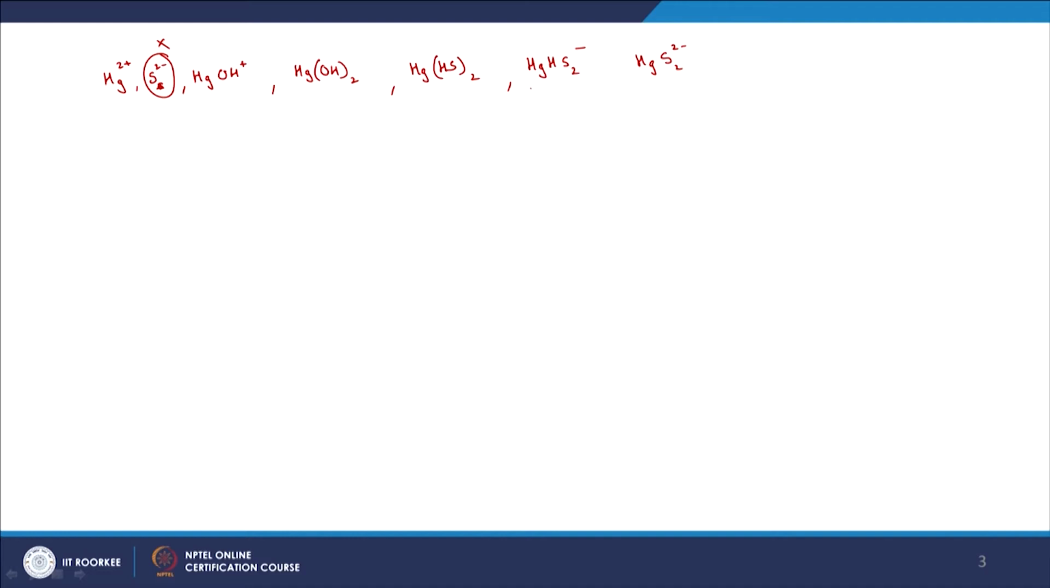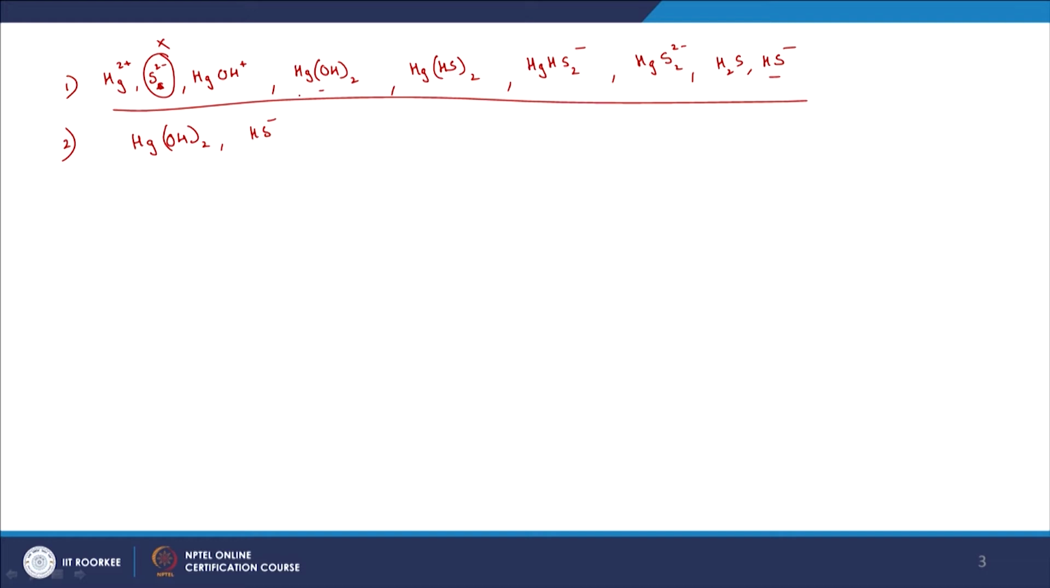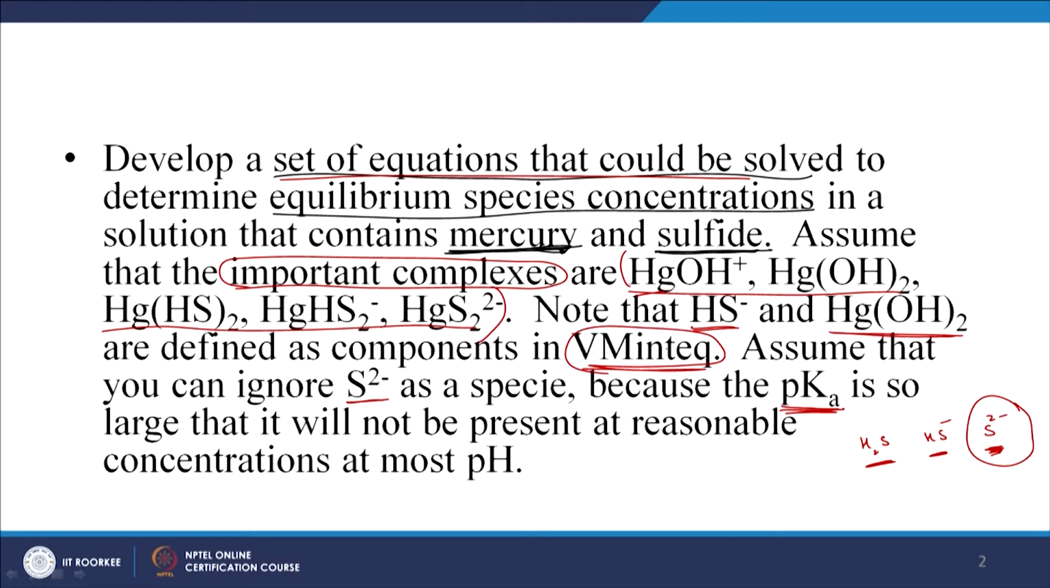There are many other species feasible that you would come across in the solution, but these are the species that we are considering because they would be present at relatively higher concentrations. And then obviously the conjugate acid base H2S and HS minus. So these are the relevant species. And what are the components here? The question mentioned using Tableau method we can choose the relevant components, and it asked us to choose HS minus and HgOH twice as our components. And why is that? Because the Tableau method chooses these as components, HS minus and HgOH twice.